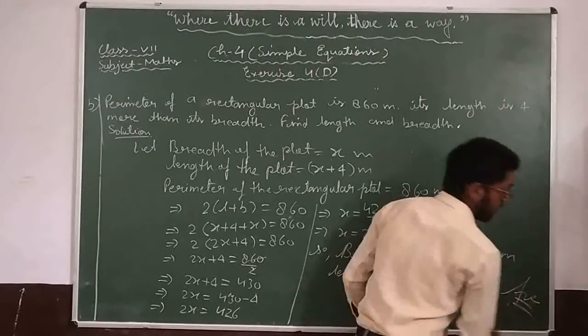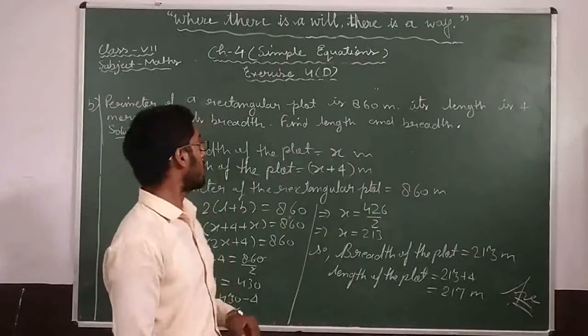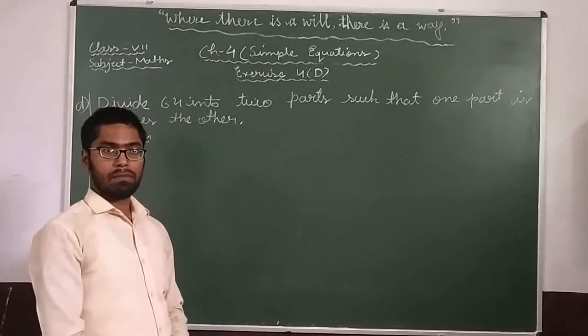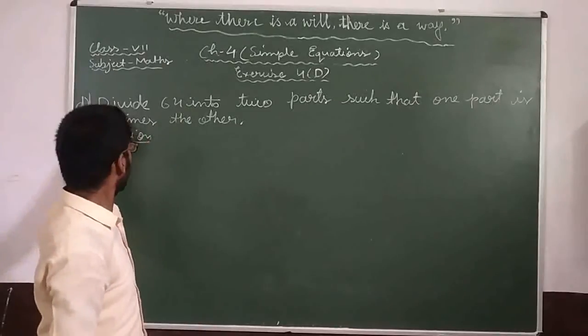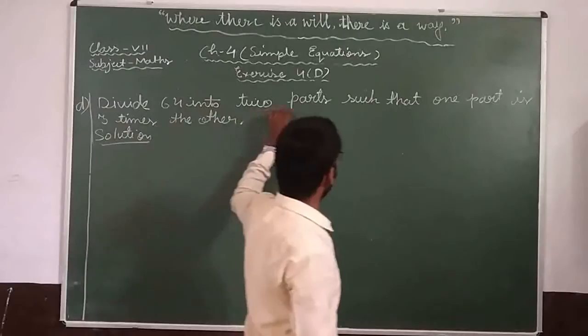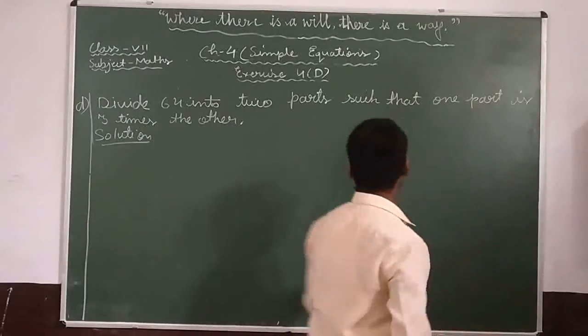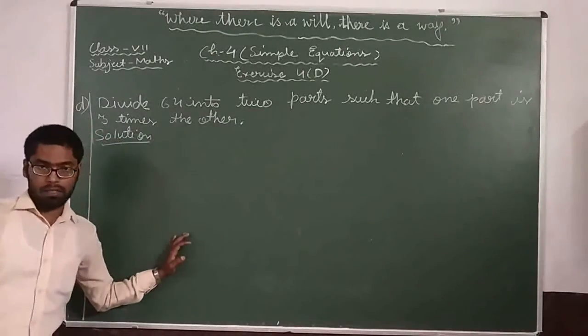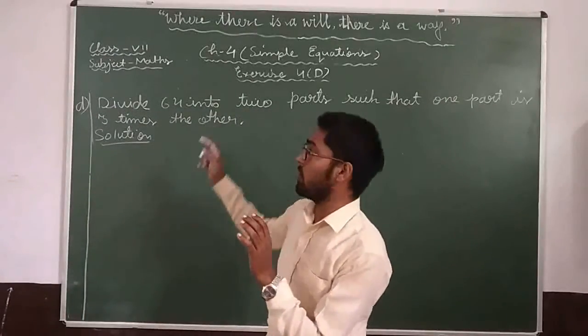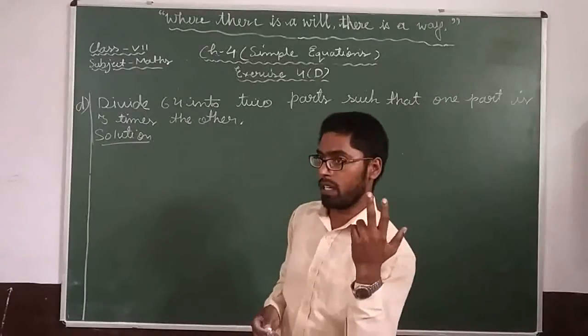Okay students, let us solve the next question. Next question, part number D. Divide 64 into 2 parts such that one part is 3 times the other. Okay, one part is 3 times the other. It means 64 is being divided in 2 parts.